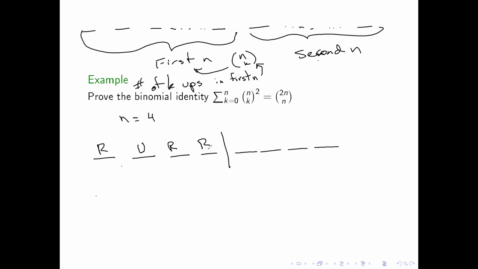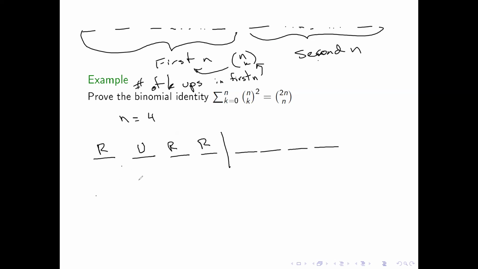How many ways could I have picked 1 up among those 4 different spots? It'd be 4 choose 1, right? Yeah, because again, we're just choosing which of the spots get an up. 4 choose 2 would be pick 2 spots, those get an up, everything else gets a right.